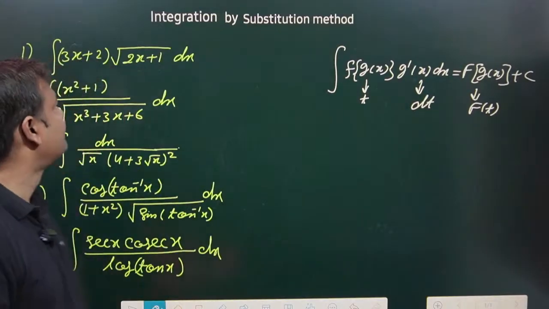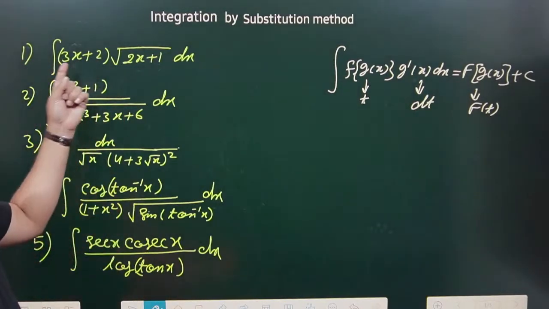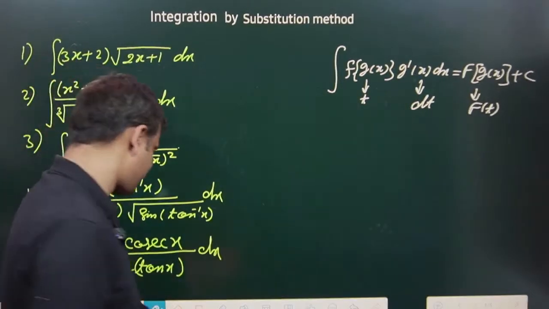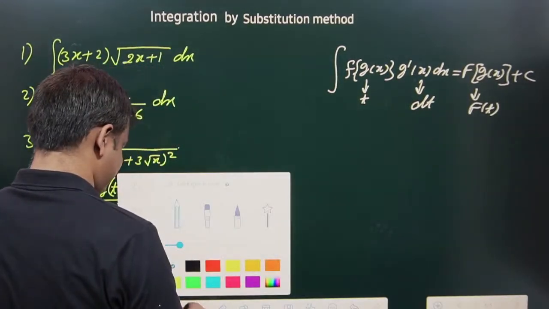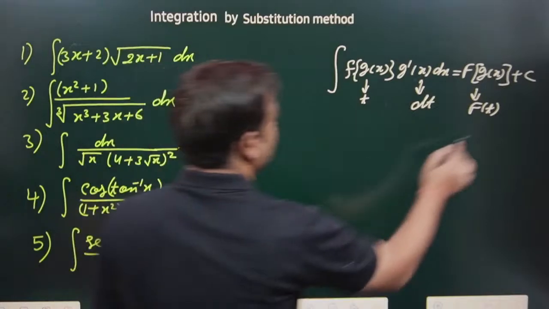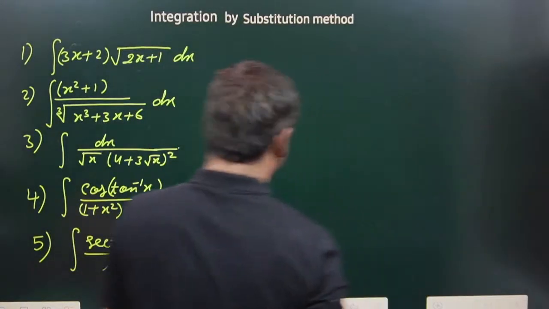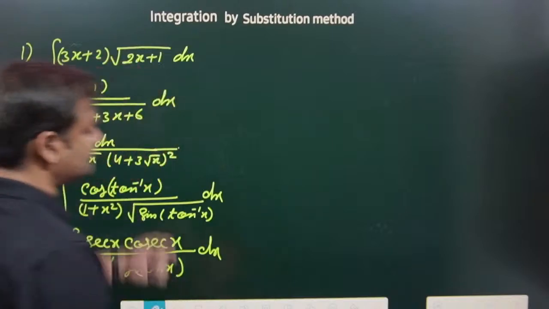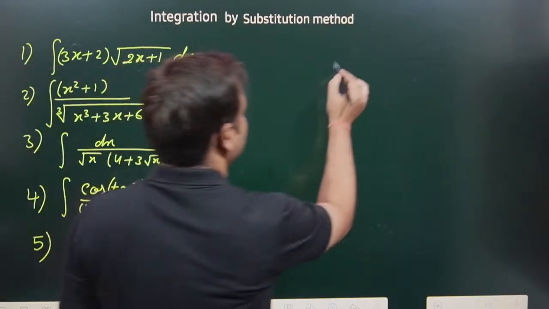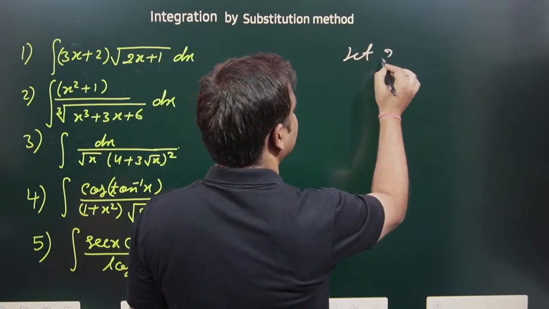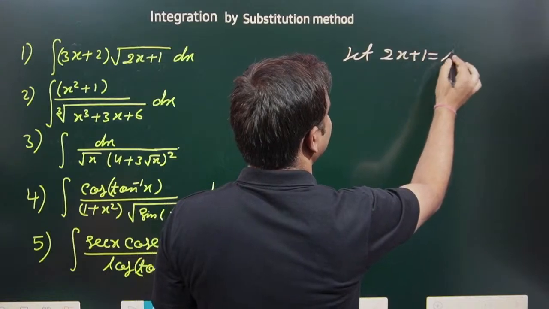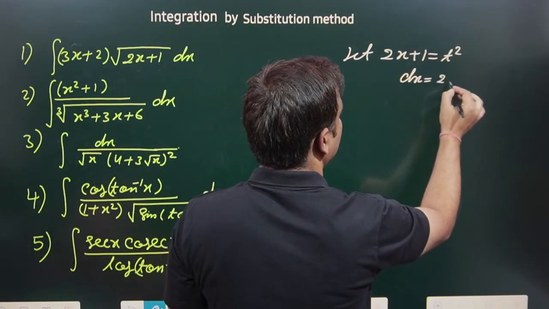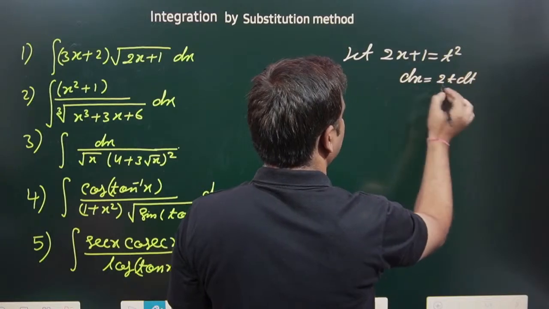Look here. Here (3x plus 2) into under root 2x plus 1 dx. So how can we solve? Basically, if you see very carefully, which part is very difficult? That part, 2x plus 1. So let 2x plus 1 equal t square. So dx is basically 2t dt divided by 2.